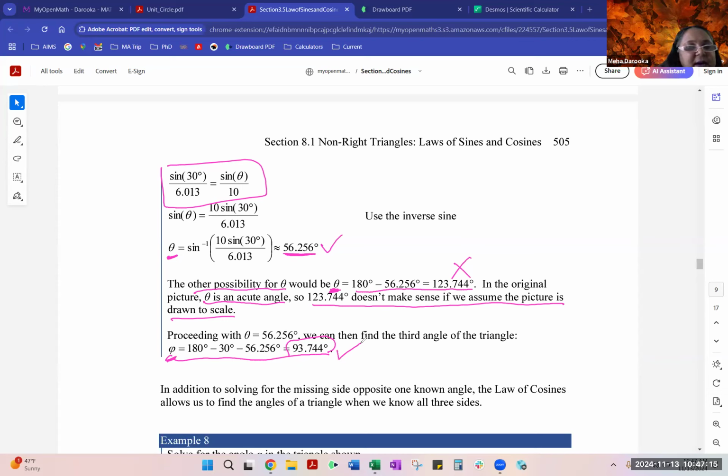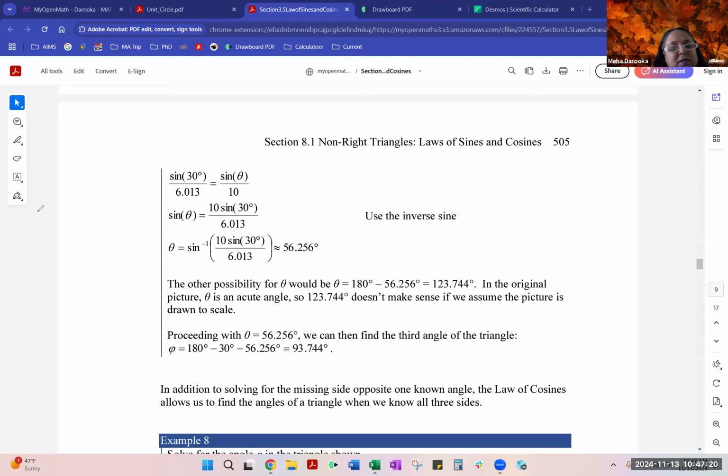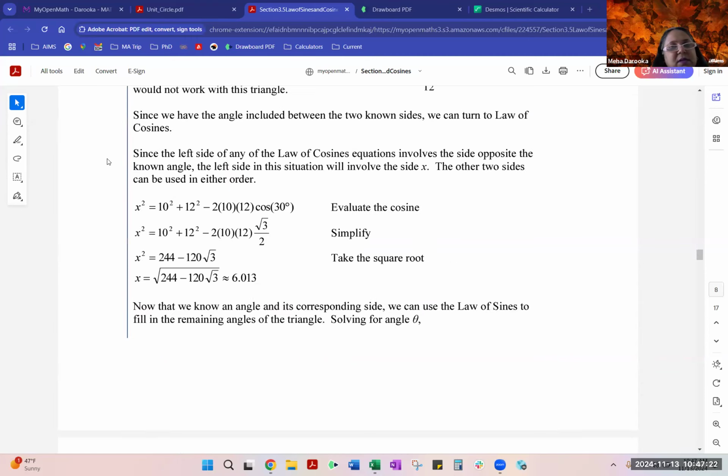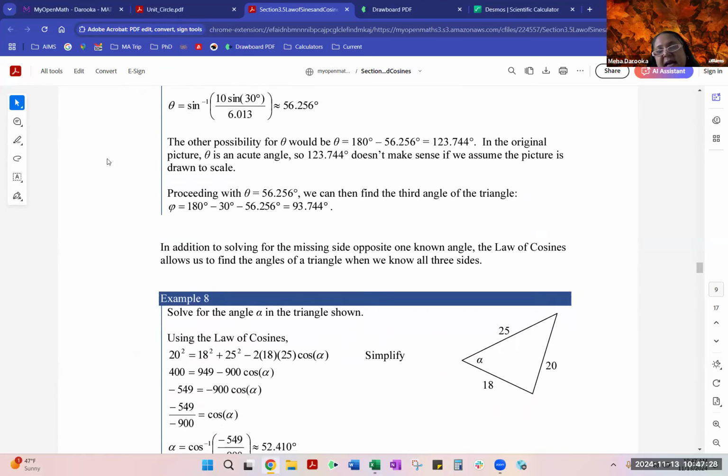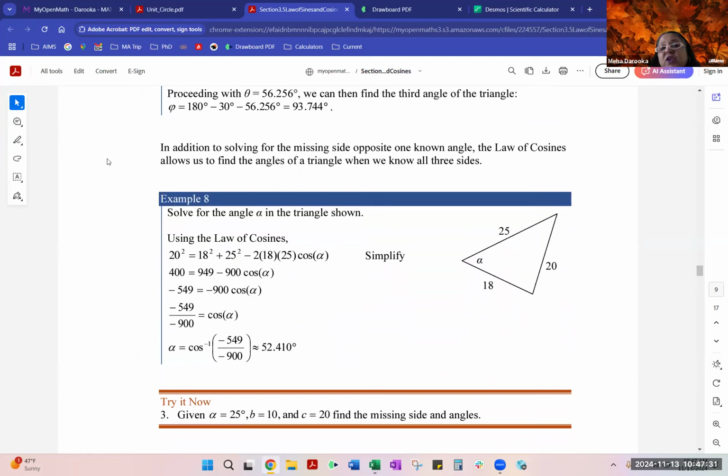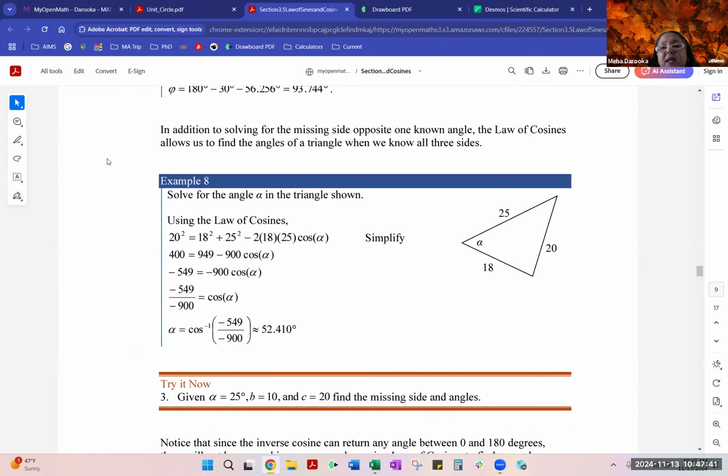Alrighty, so that was example number 7 over here. They are also saying that in addition to solving for the missing side of a known angle, we can also use law of cosines to find the angles of the triangle if you know all 3 sides of your triangle. You can see in this example, none of the angle measurements are given, but we have all 3 sides given to us.